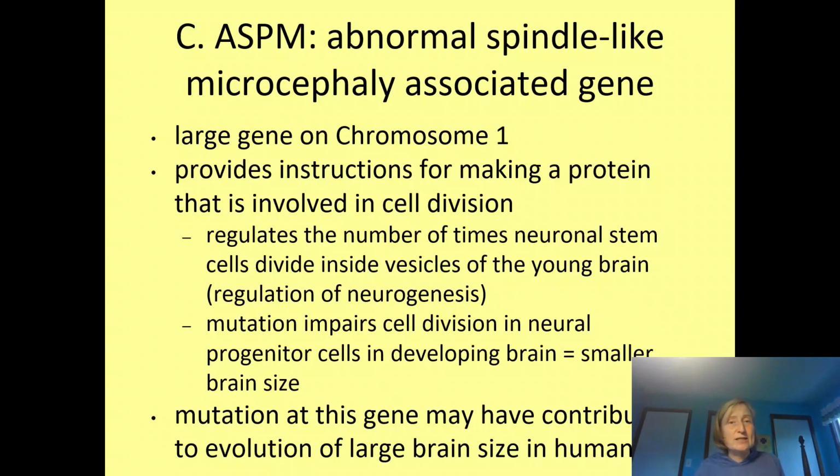And if you have a mutation in this gene, what that does is it impairs or prevents cell division in these cells, in the developing brain. And if you prevent or impair cell division, that's going to lead to fewer neurons, a smaller brain, and all of the behaviors associated with that smaller brain. So having a mutation in this gene can contribute to the development of that smaller brain.